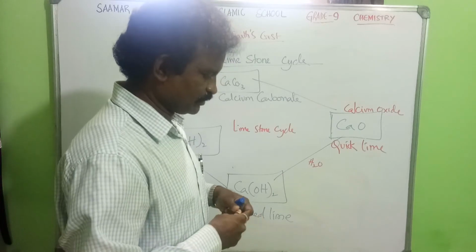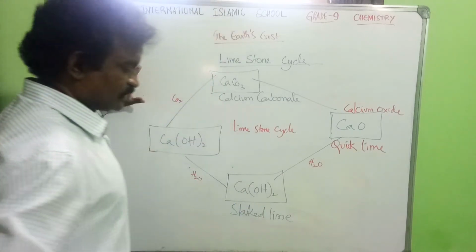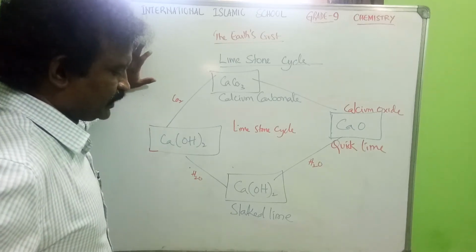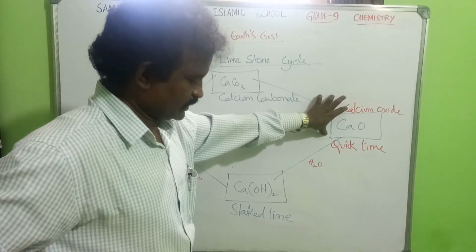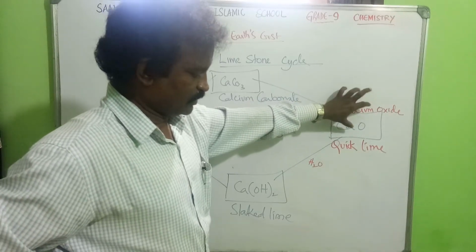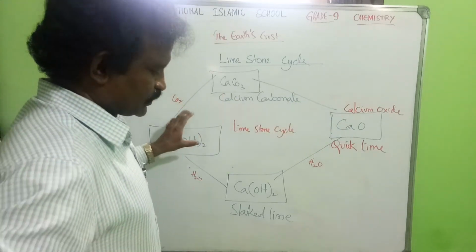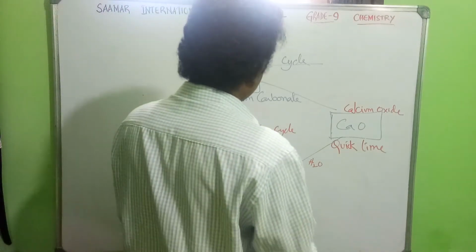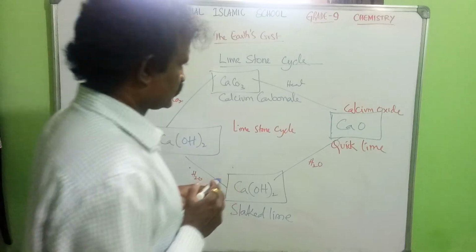Now what you have to remember is that limestone is an important resource from which a useful range of compounds can be made. First, quicklime is made. A piece of calcium carbonate can be heated strongly to produce quicklime. So that means you are heating it. When you heat this, you get calcium oxide.